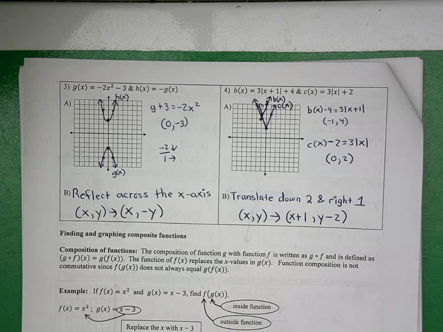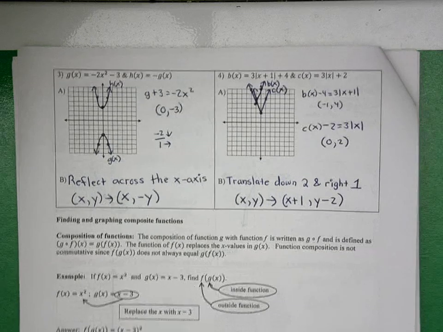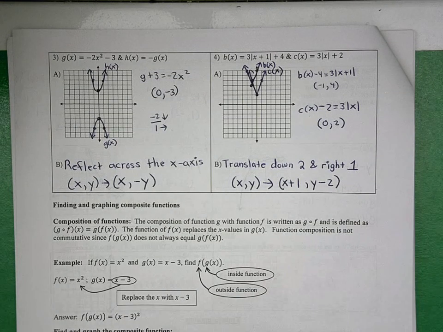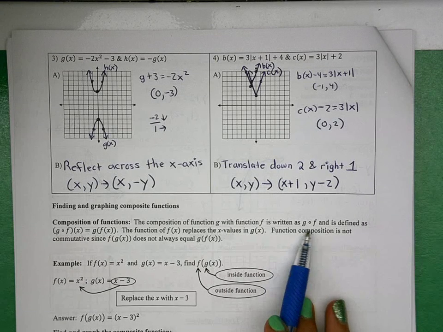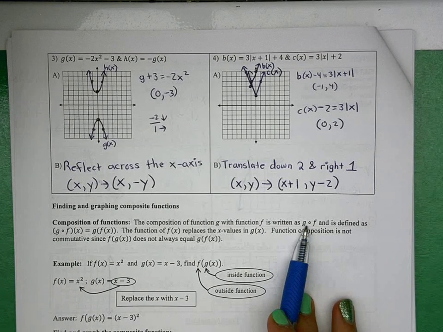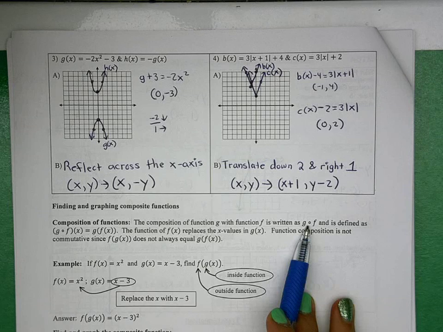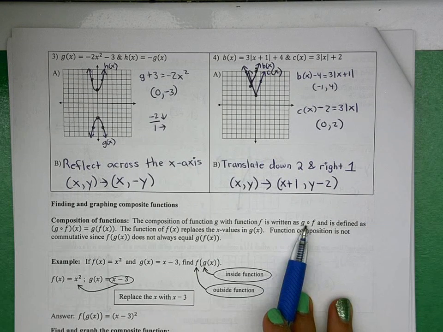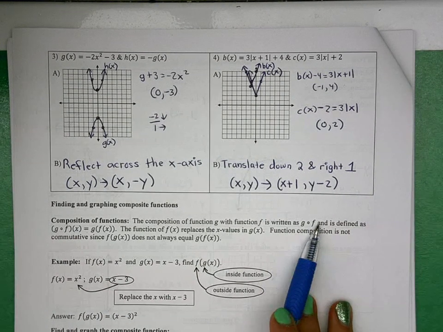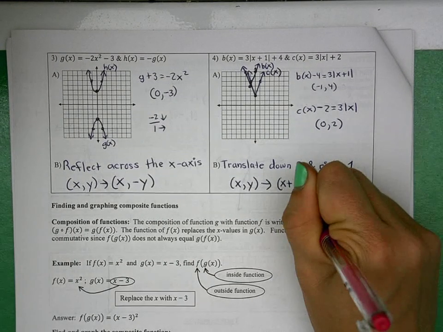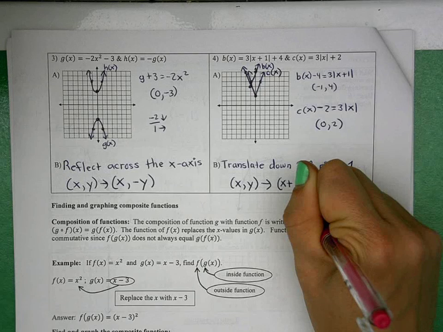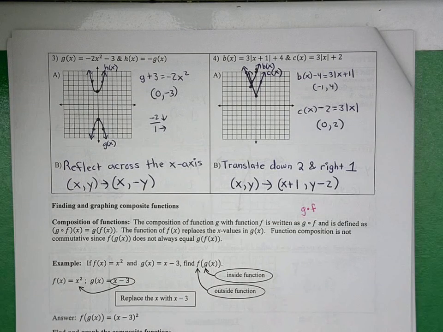Okay, last but not least, we have some composite functions. So, the composition of function g with function f is written as g of f. Now I want to make sure we take note of this. Do you see how that little circle is an open circle? This is not saying g times f. G times f would look like this, a closed circle. That's g times f. An open circle is g of f.